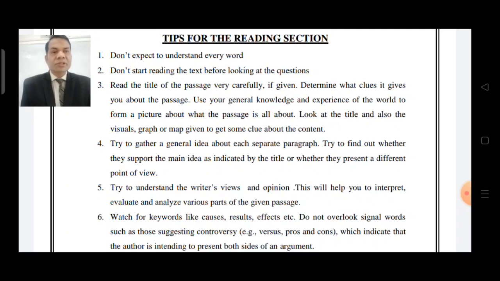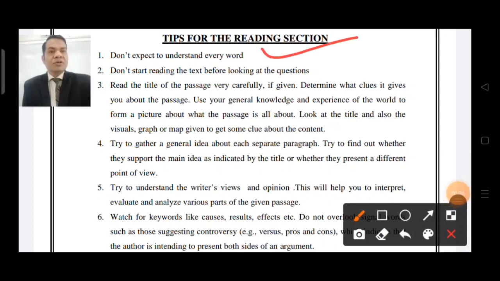Third number, read the title of the passage very carefully if given. Determine what clues it gives you about the passage. Use your general knowledge and experience of the world to form a picture about what the passage is all about. Look at the title and also the visual, graph or map given to get some clue about the content. Okay?